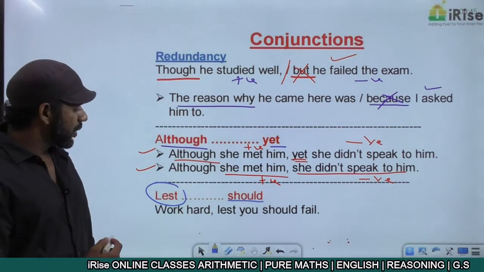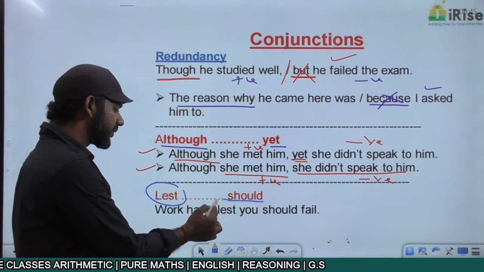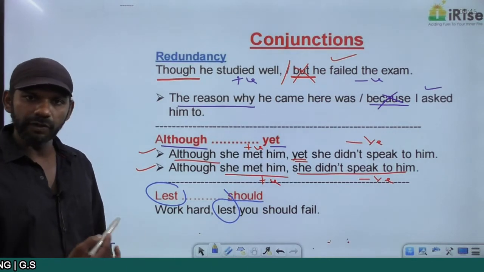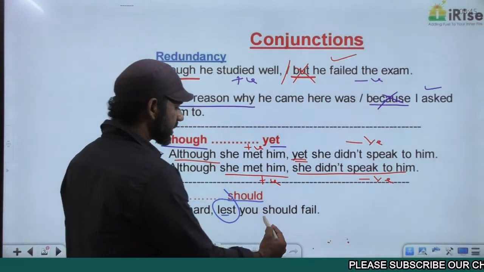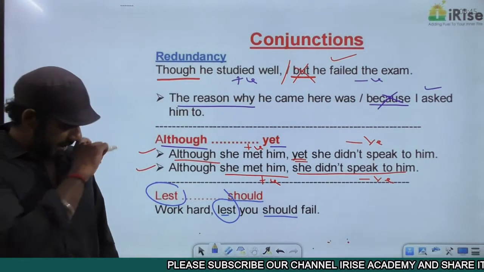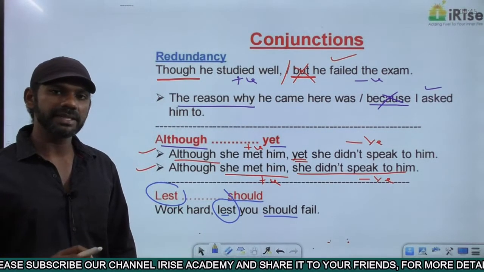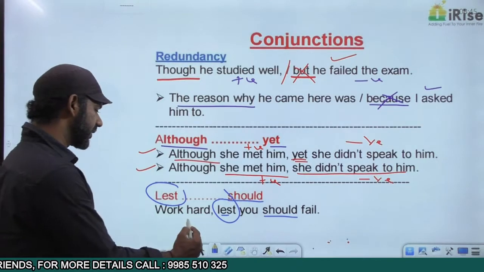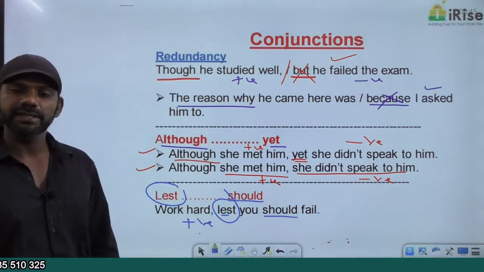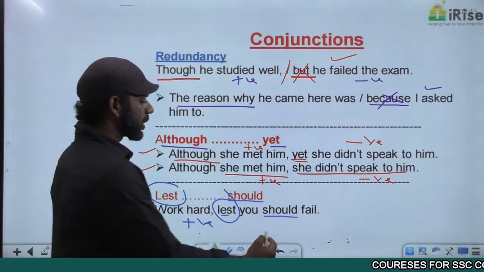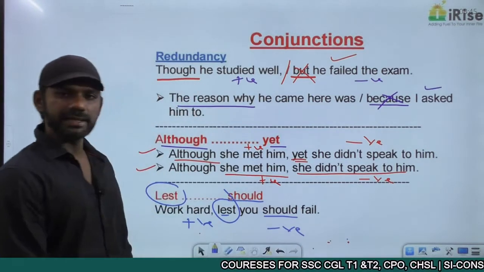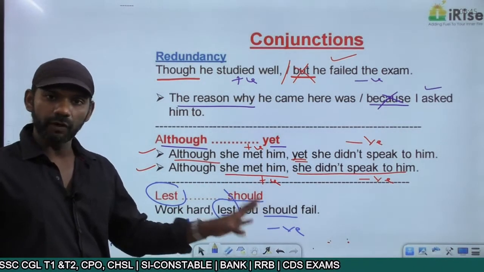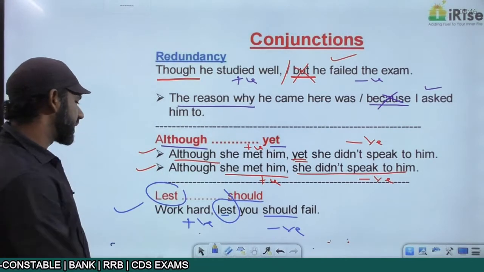Come to the statement given here. Work hard lest you should fail. As I said, lest will be followed by should. Now in this statement, lest is followed by should. That is completely fine. Lest is a contrast indicator, so it must connect one positive idea and one negative idea. The idea before lest is work hard, which is positive. The idea after lest is you should fail, negative. So the concept of contrast indicator is completely fine, connecting one positive idea and one negative idea. Lest is followed by should, which is also fine. This statement is grammatically correct.